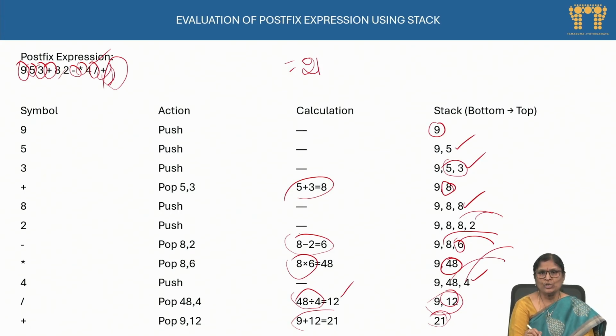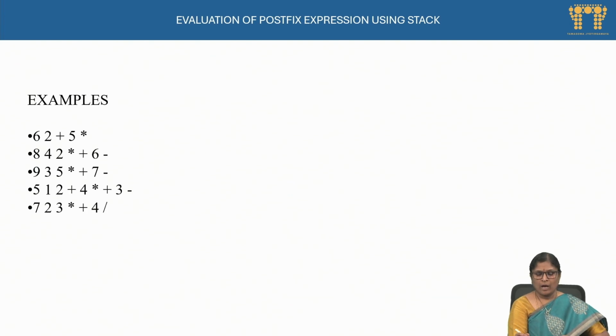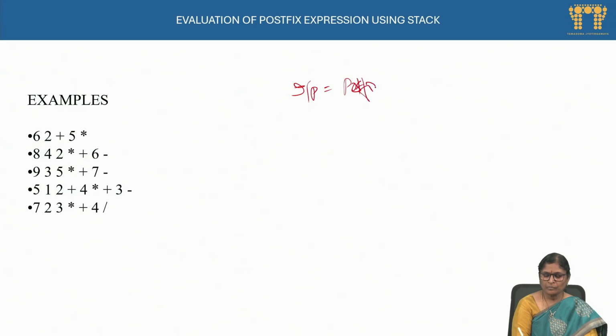So for the evaluation of a postfix expression, the input will be a postfix expression. And what is the output? The output is nothing but a value, which can be an integer or any real value with a decimal point. Here are all these examples given. I hope you understood the algorithm that has been showcased in this particular slide.